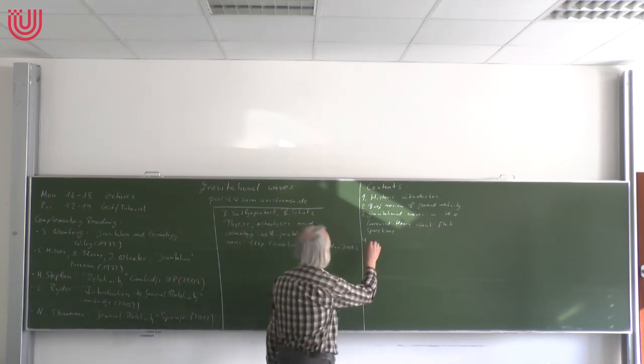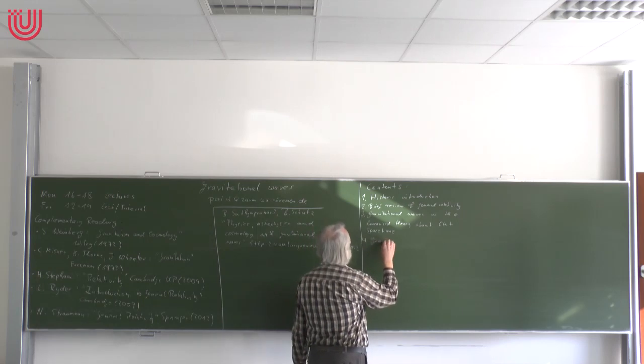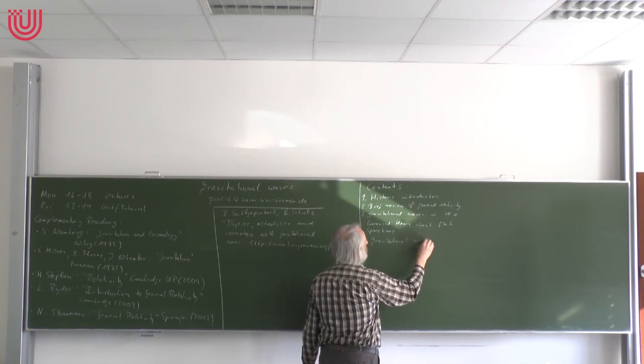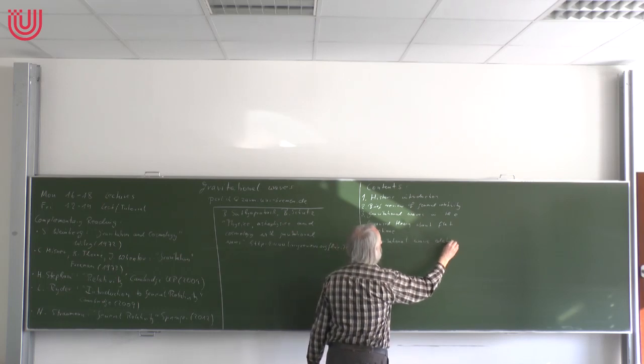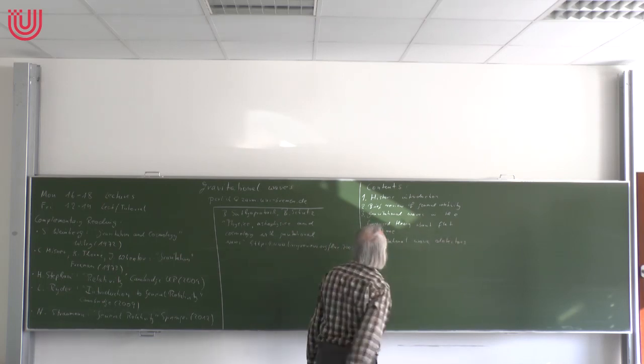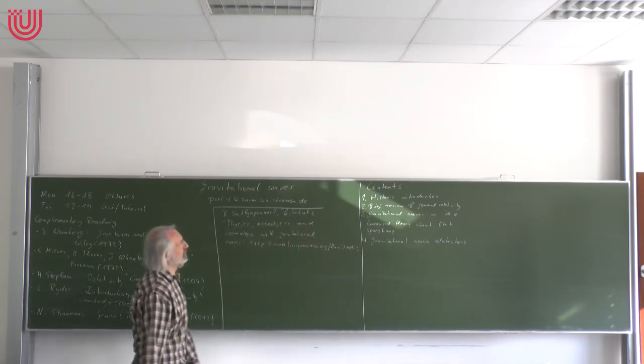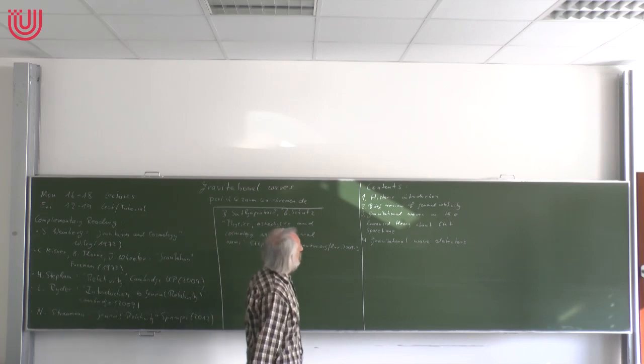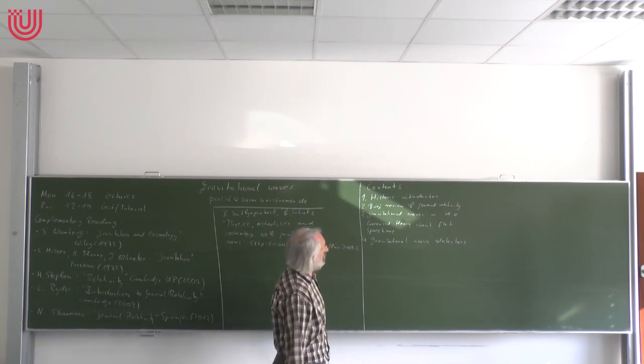And then I will talk in greater detail about gravitational wave detectors. There's two types which have been suggested, the resonant bars and the interferometric detectors. And we will discuss how they work and what kind of detectors already exist, what kind are planned.